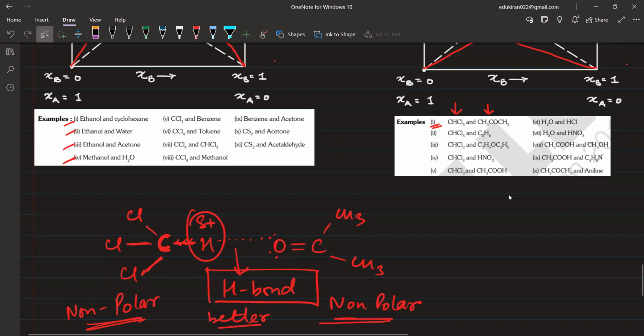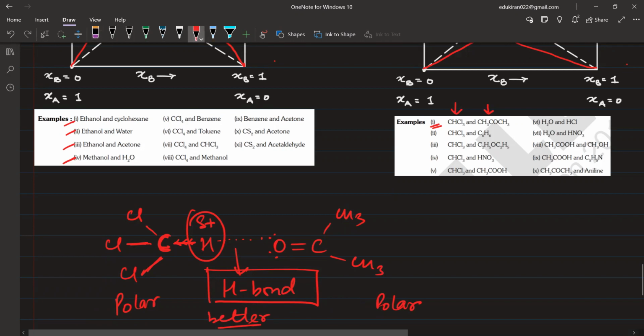What is better than dipole interaction? Hydrogen bond. So what is the hydrogen bond? Among intermolecular forces of attraction, it is the best type of bonding that you can have. After that you will have polar, sorry, I wrote non-polar. This is polar and this is also polar. My bad. Okay, which is the best? Hydrogen bond. Strongest. After that you have polar, and then you have non-polar.